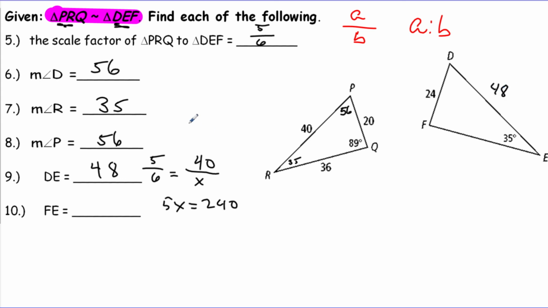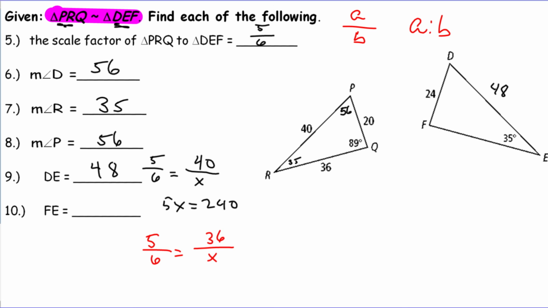Then FE, I'm actually going to do the exact same thing. FE's ratio still needs to be 5 to 6. So I'm going to say 5 over 6. Again, FE is also out of the right-hand triangle, so that's the bigger number. The 6 came from the bigger triangle, so that's my x. And then 5, what goes with FE? Well, that's the last two letters, so in this case, RQ is the last two letters, so I'm going to put a 36 up here. So I need to solve this one.